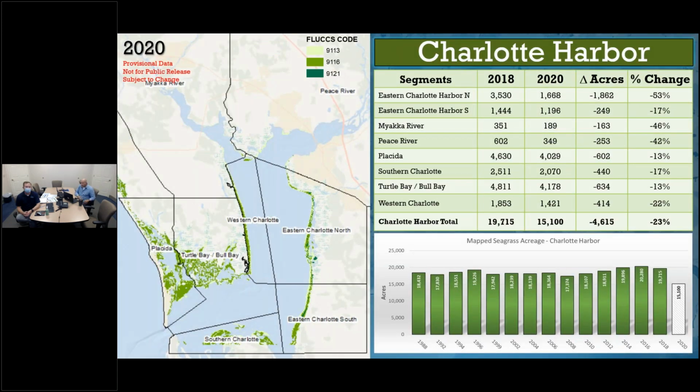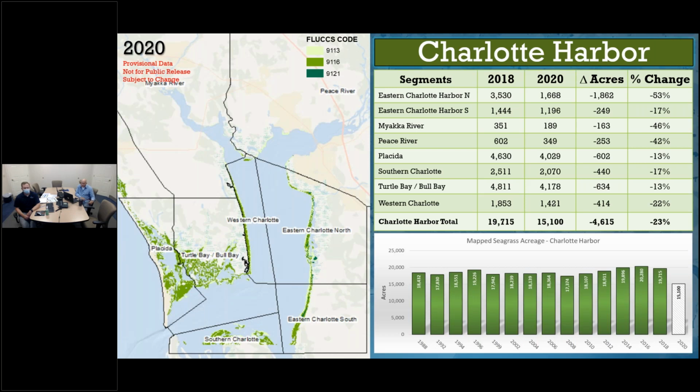And then when we go down to Charlotte Harbor, I'll try not to be too speculative, but I think in general, we all agree that the impacts of red tide were fairly severe in parts of Charlotte Harbor, especially along the eastern wall. And that is reflected in the numbers that you see here. The eastern wall of Charlotte Harbor lost the bulk of the grass in this system. About 1,800 acres of grass was lost between 18 and 20, which represents about a 53% change.